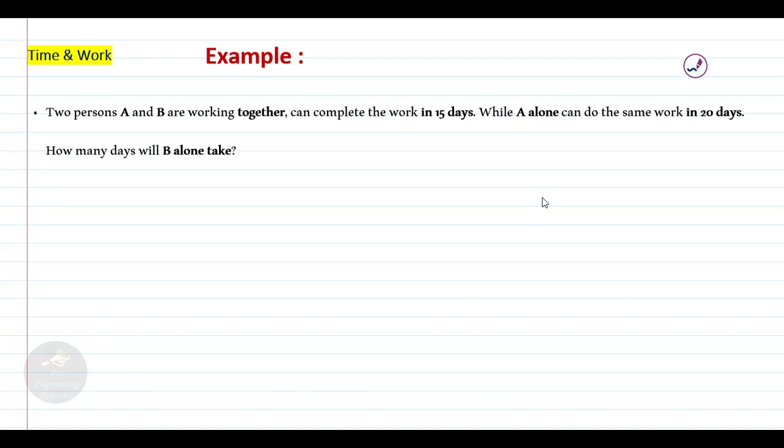Okay, this is the formula. We know the formula now, so we can directly write the formula over here: x y divided by y minus x. Okay. So we can write the value of x over here. What is the value of x? It's 15 days. Similarly, the value of y is 20 days.